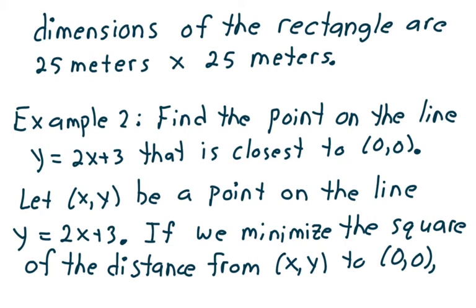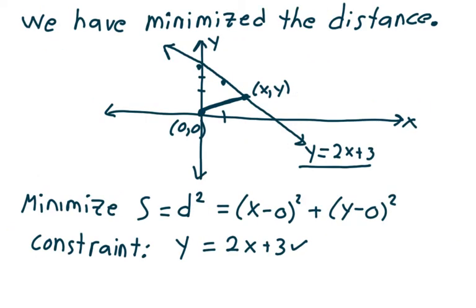Example 2: find the point on the line y equals 2x plus 3 that is closest to the point (0, 0). And so what we're going to do is let (x, y) be a point on the line. If we minimize the square of the distance, and I'm going to draw a picture of this, by the way, from the point (x, y) to (0, 0), we will in fact have minimized the distance. And so notice here, I draw a picture of the line y equals 2x plus 3.